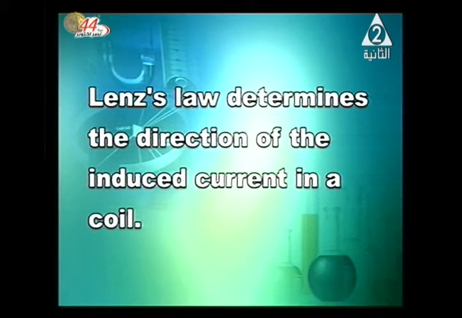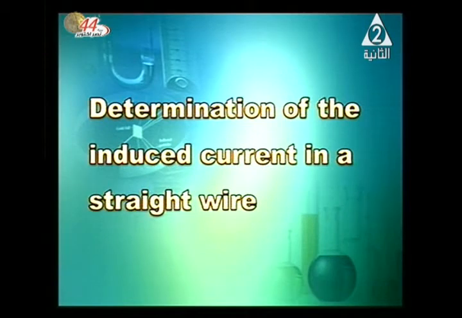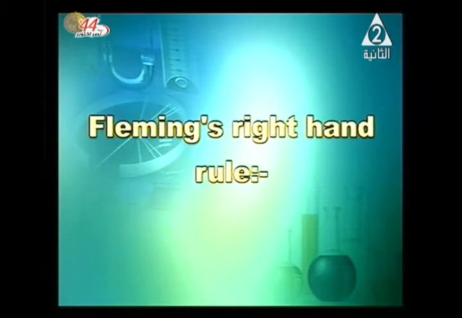Lenz's law determines the direction of the induced current in a coil. Once again, it is used to determine the direction of the induced current, but in a coil. To determine the direction of the induced current in a straight wire, we'll apply Fleming's right-hand rule. So once again, Lenz's law determines the direction of the induced current in a coil. For the induced current in a straight wire, we'll use Fleming's right-hand rule.